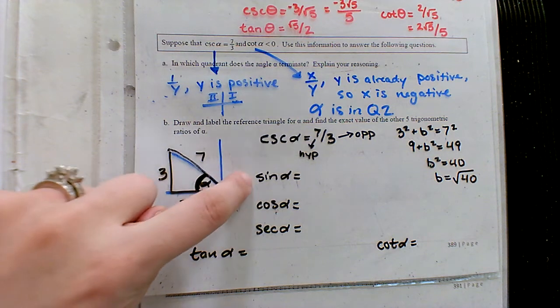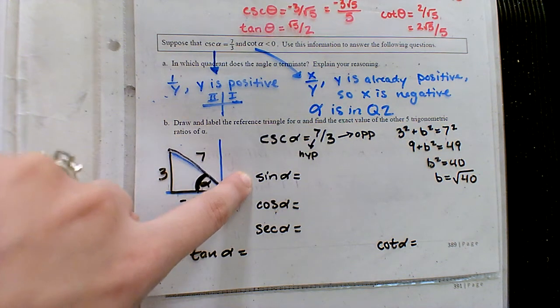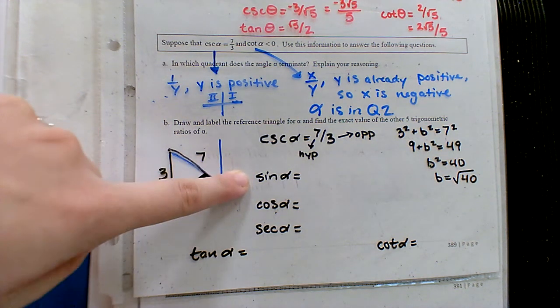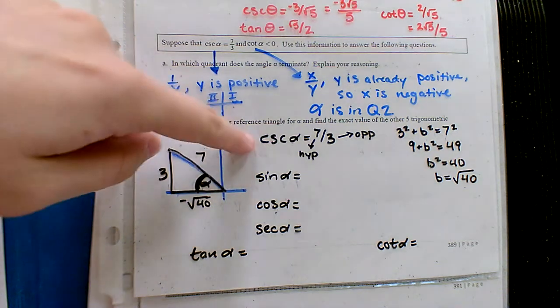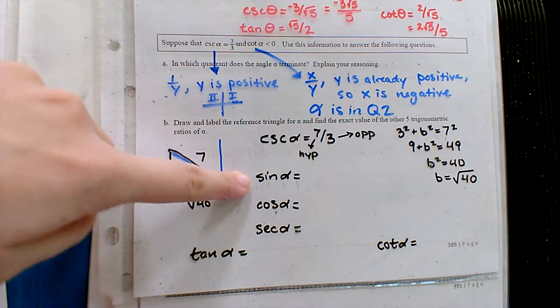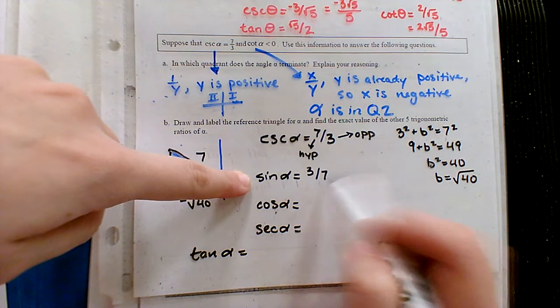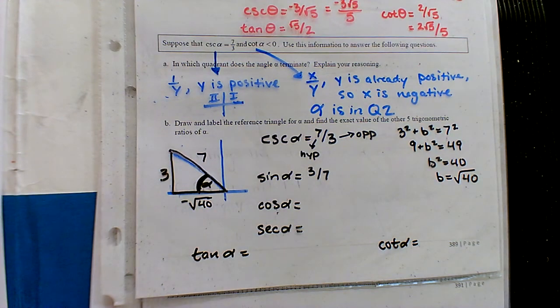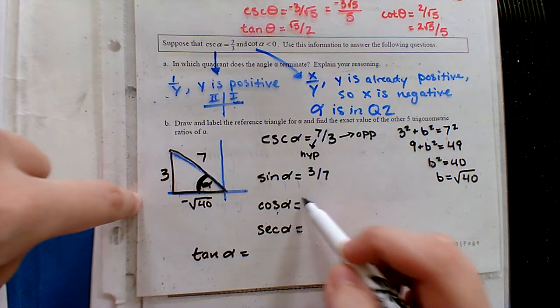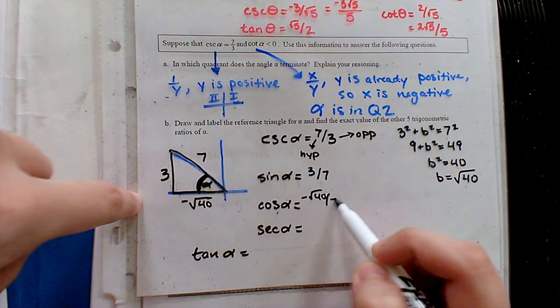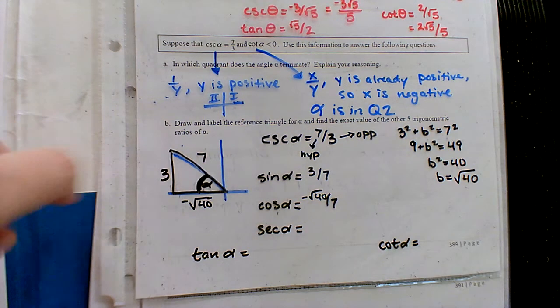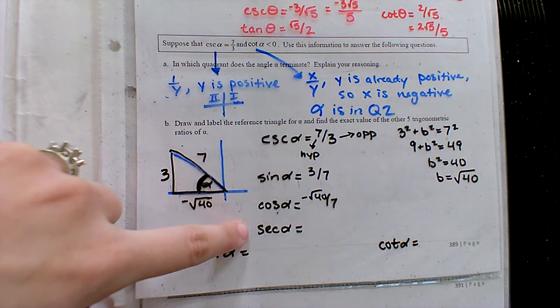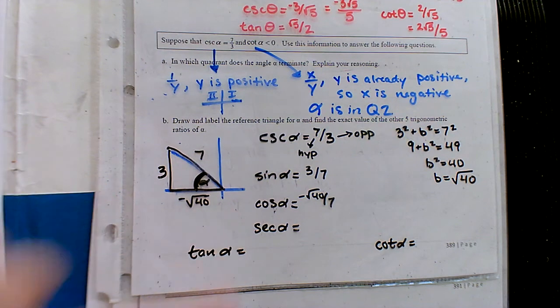All right, any takers on sine? We already know cosecant. 3/7. We'll flip cosecant. Perfect. What about cosine? Can we use our SOHCAHTOA relationship? Negative square root of 40 over 7. All right, so we have the adjacent side over the hypotenuse. Perfect. If that's what cosine is, can we figure out secant?